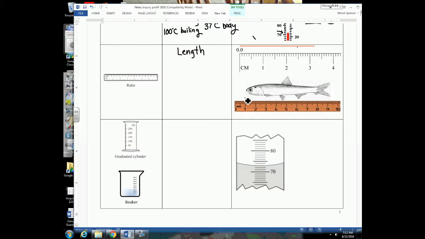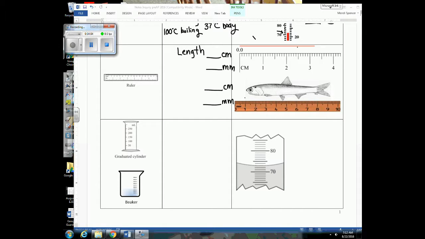Now we're going to operate in centimeters, meters, millimeters for the most part in science class. So if you can indicate what is the length of the red line in centimeters and in millimeters, what is the length of the fish in centimeters and millimeters. So take a second to pause and do so.